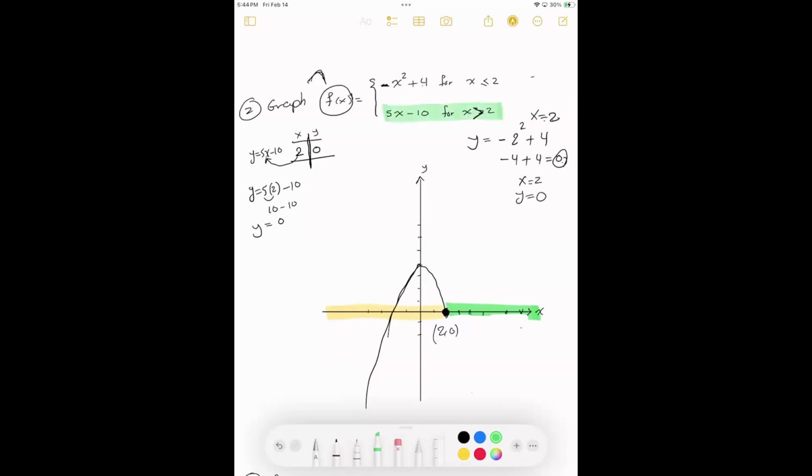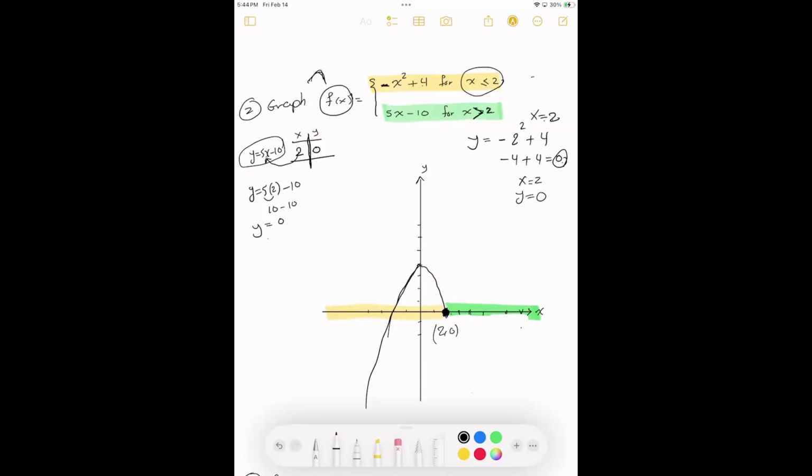This is the green graph. This is the yellow graph. So I want to graph this one. I write y is equal to 5x minus 10. One of the points should be this endpoint. Substitute it here, find the y, and plot it here. It lands on the same point, which was part of that graph.